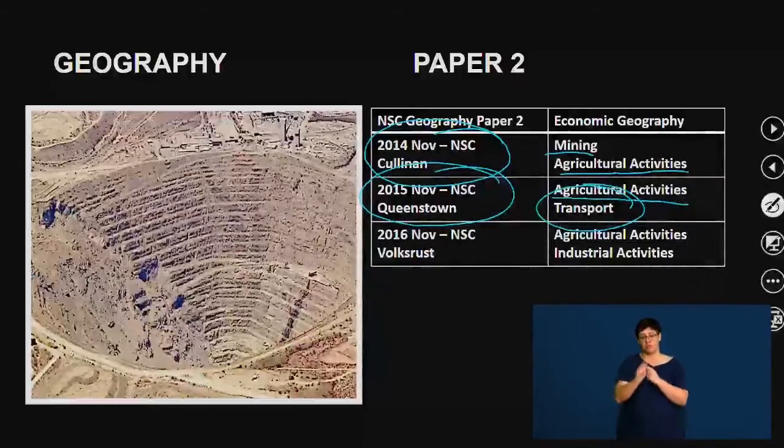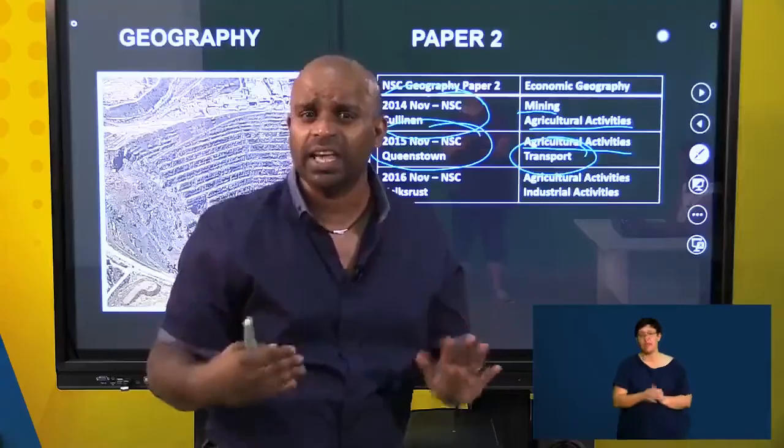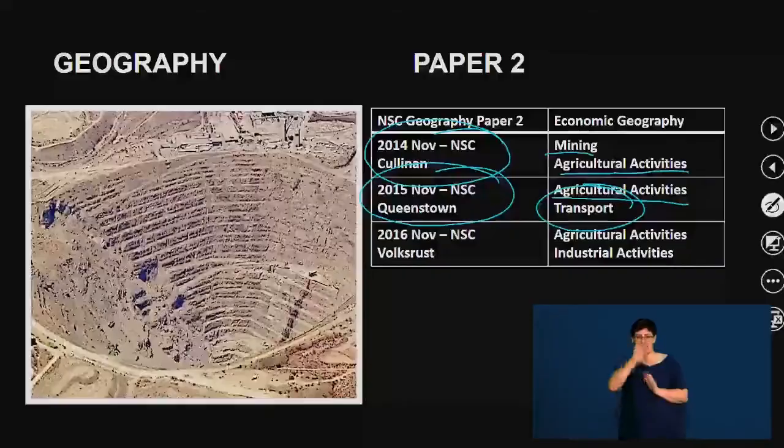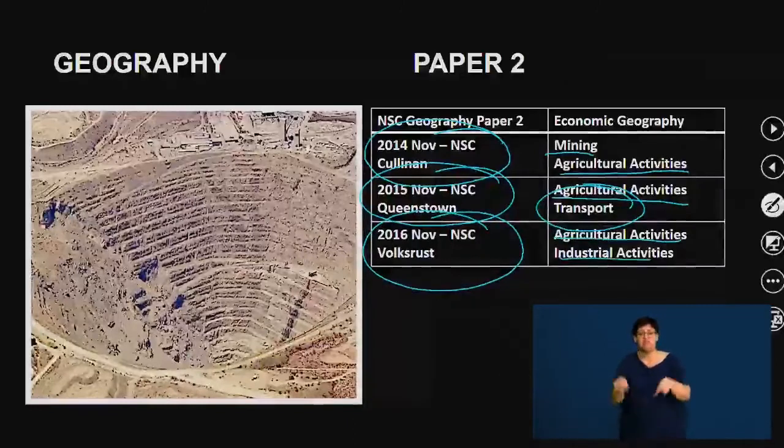Now, when it comes to transport, we're looking at different types of roads on a map. National roads, main roads, other roads. Using your reference, you should be able to locate these different types of roads and their location in determining the settlement and its location. In 2016, we looked at agricultural activities as well as industrial activities. Here, both primary and secondary activities.